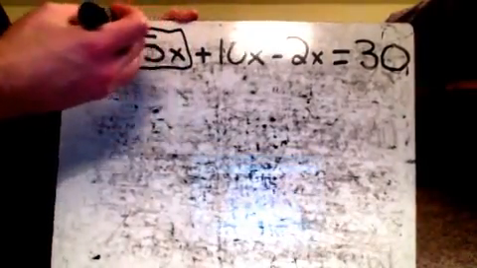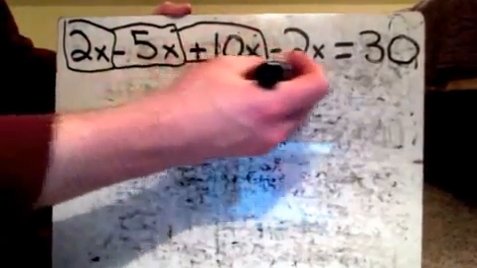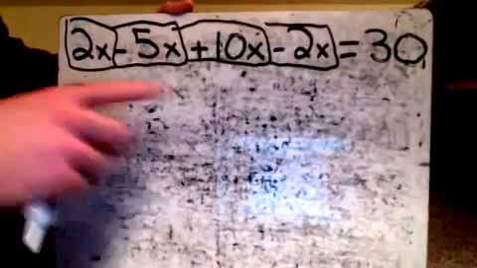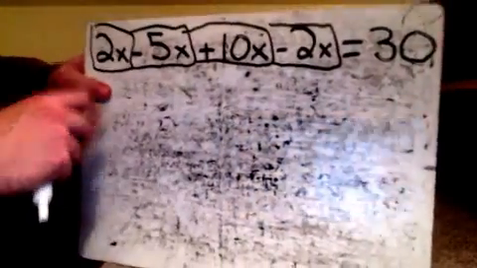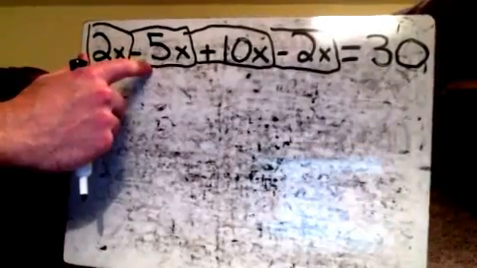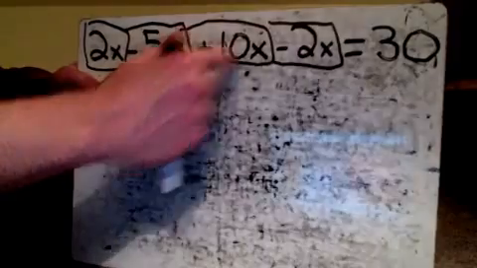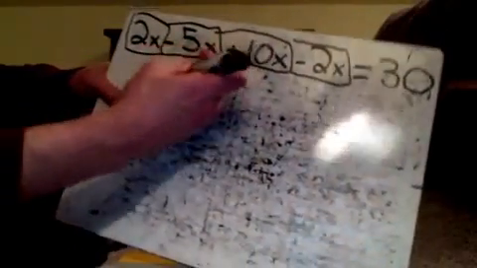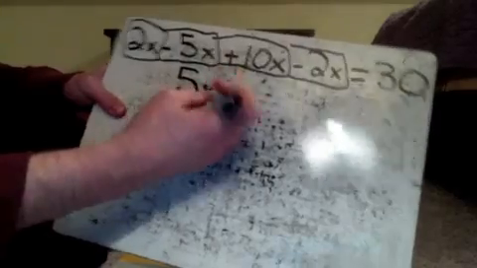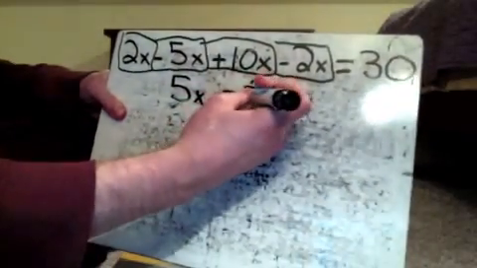That would be a negative 5x. We're taking the symbol in front of it, remember. And then we've got negative 2x equals 30. If we combine all these together, we basically have 2 minus 5, which would be negative 3. Negative 3 plus 10 is going to be 7. And 7x minus 2x is going to be 5x. So basically what I have now is 5x over here, and over here I have equals 30.